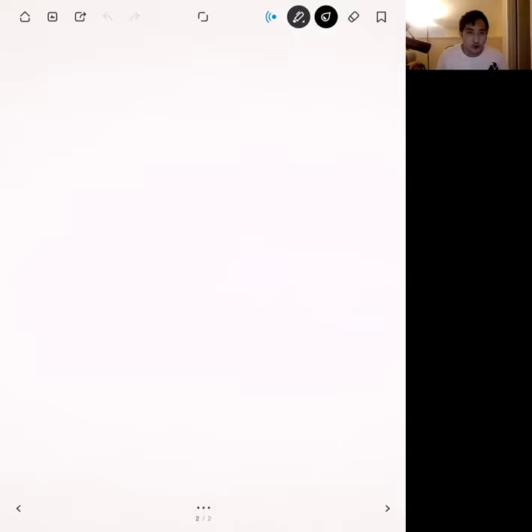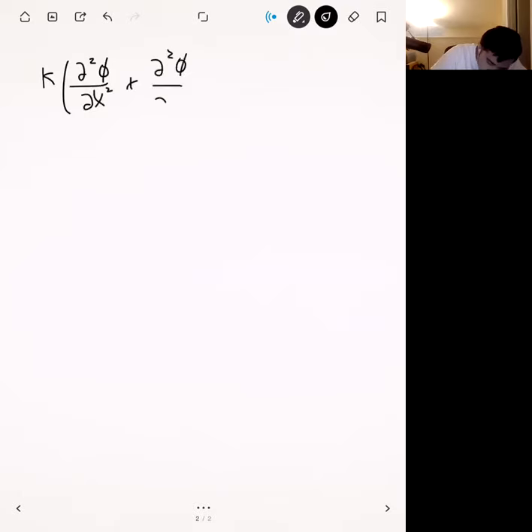And so the 2D diffusion equation was given by this one right here. We had K times d squared phi dx squared plus d squared phi dy squared is equal to our source function q of xy.